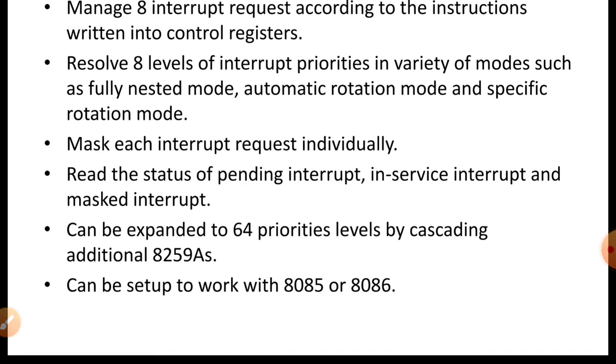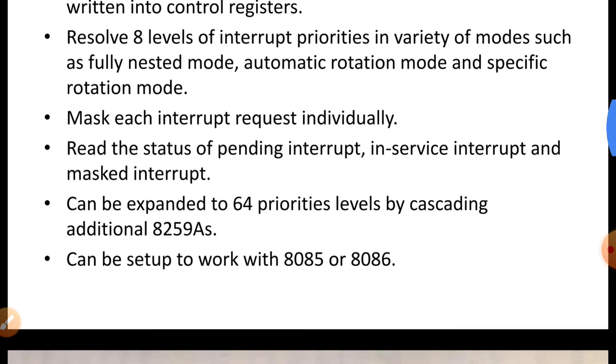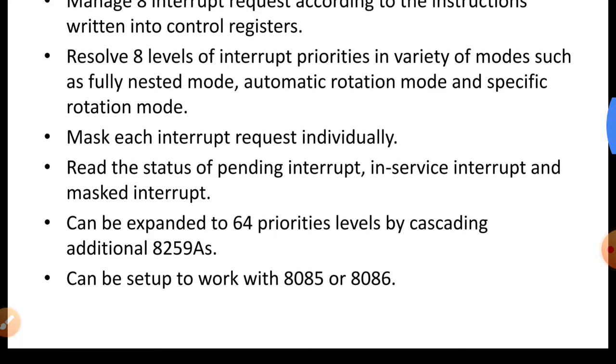For example, if IR3 is the highest priority and IR2 is the lowest priority, the fully nested mode will work in such a fashion that IR3 will be the highest, then IR4, then IR5, then 6, 7, then 0, then 1, and then 2. So this is called the fully nested mode.